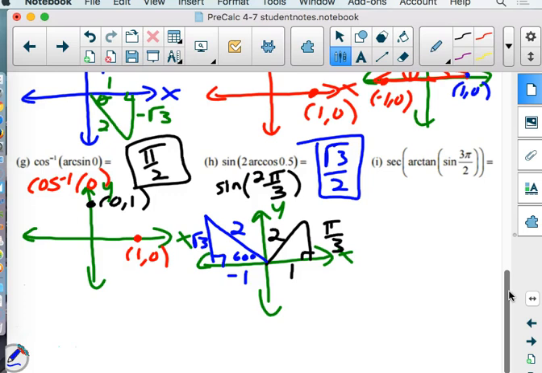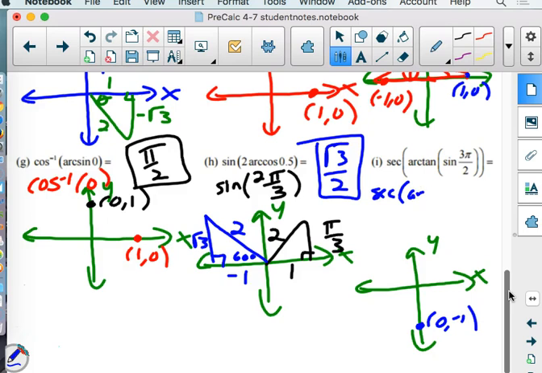Oh golly, look at that. Which makes me think maybe I better check the time. Oh, we're good. Sine of 3 pi over 2. Oh. Where's 3 pi over 2? Ooh, straight down, huh? Ordered pair for that? 0, negative 1. Which one of those is a sine? Negative 1. So now we're going to find the secant of the arctan of negative 1.